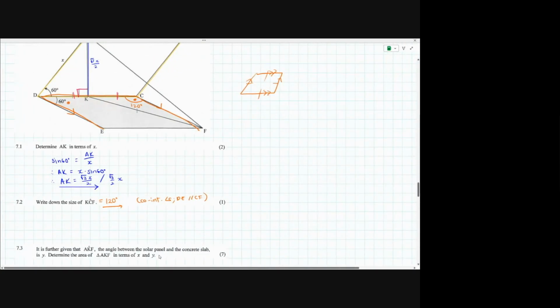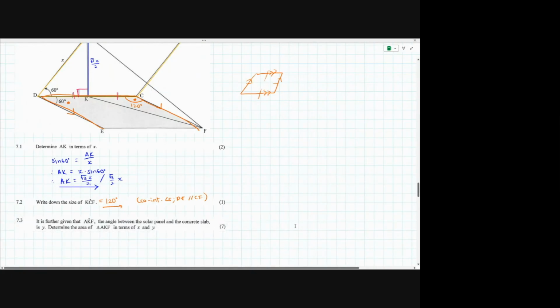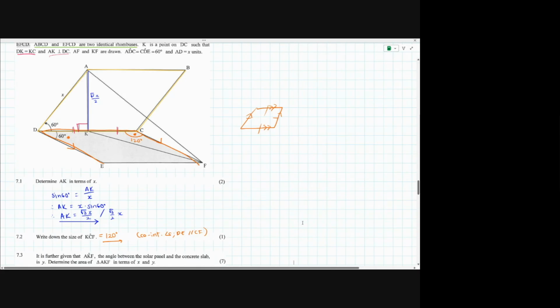So the last question says, it is further given that AKF, I'm going to draw it in for you. So this angle over here, the angle between the solar panel and the concrete slab, is equal to Y. It is asking us to determine the area of AKF, so triangle AKF. It'd be so nice if I could highlight in some semblance of a straight line. AKF. Guys, I'm sorry, my skills tonight are shocking. I want the area of AKF in terms of X and Y.